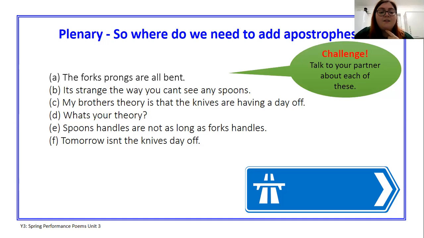And E, spoons' handles are not as long as forks' handles. Okay, we have possession in that sentence and two places where we want possession. And F, tomorrow isn't the knives' day off. So we have an apostrophe there for contraction. So two words that should be apart have been put together and we're missing an apostrophe. So have a think. I'm going to reveal the answers now.